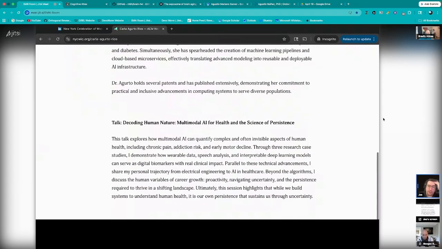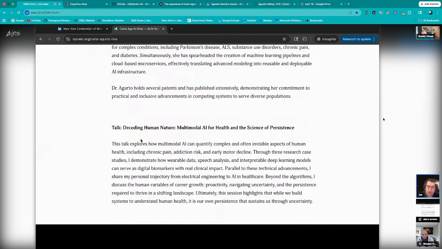Her keynote explored how multimodal AI can quantify complex and often invisible aspects of human health, including chronic pain, addiction, and motor decline. Her primary work was as a longtime professional in healthcare and a little bit of health tech, designing technologies in those spaces. She went through three research cases, demonstrating wearable data, which is something I had a lot of experience in, speech analysis, and interpretable deep learning models that can serve as digital biomarkers with real clinical impact.